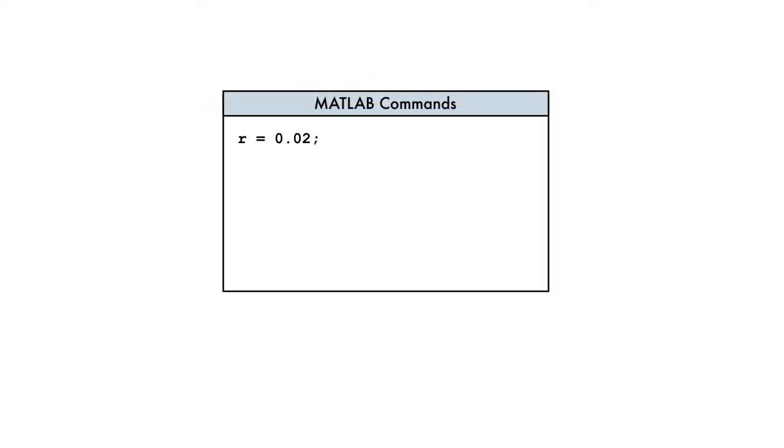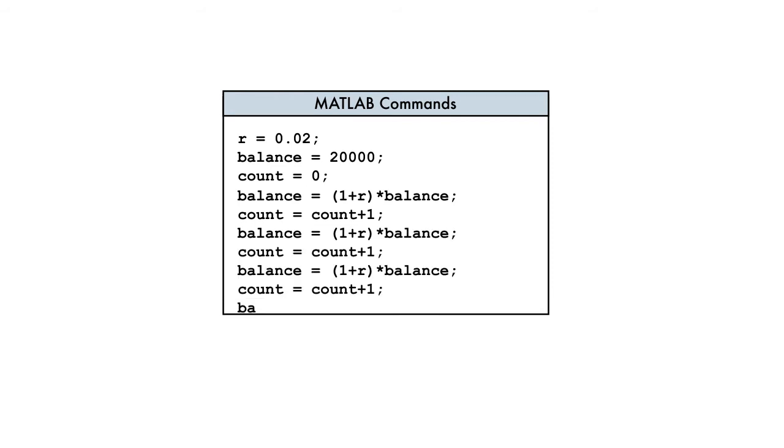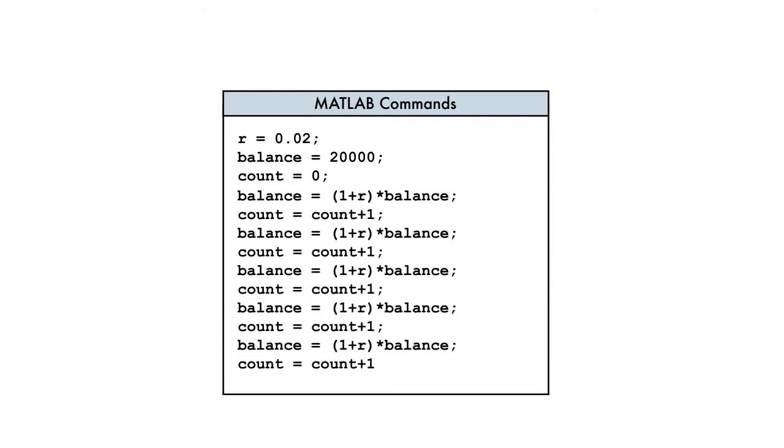First, we'll create a variable for the interest rate and one for the account balance, which has an initial value of $20,000. We'll also create the variable count to keep track of how many times we've compounded the interest so far. We can update the values of balance and count after each compounding period by using the two commands shown. Unfortunately, we'll have to enter these commands repeatedly and check each time to see if our savings goal has been met.